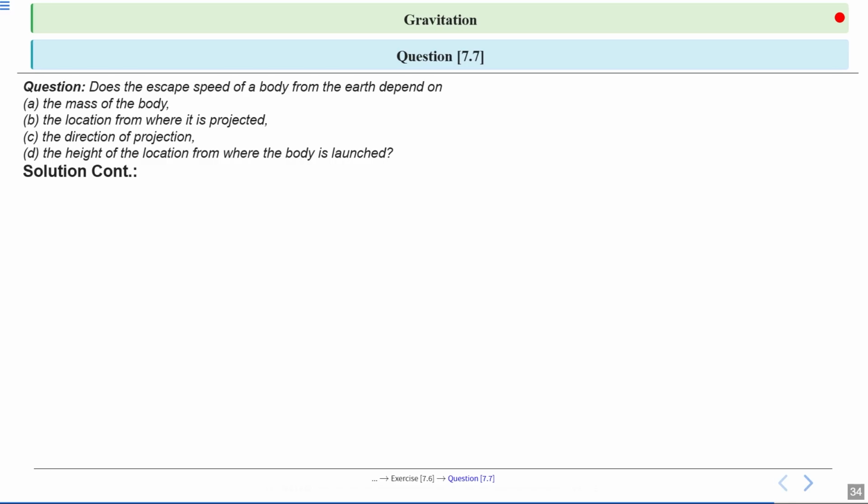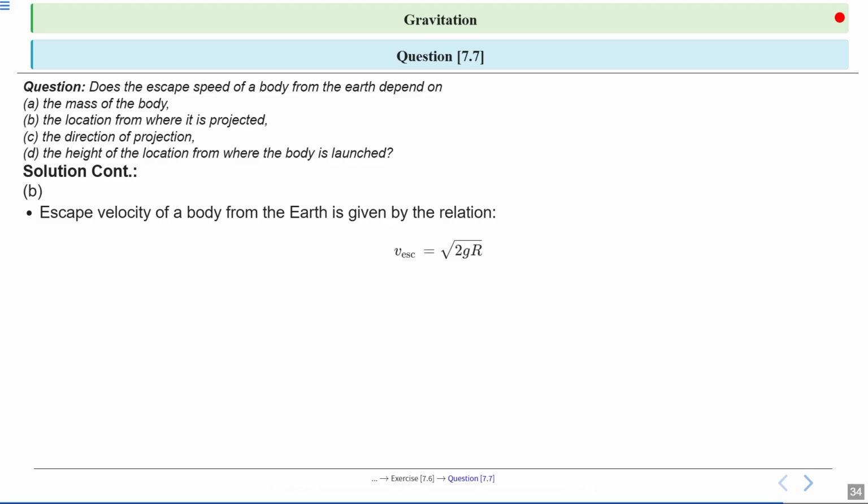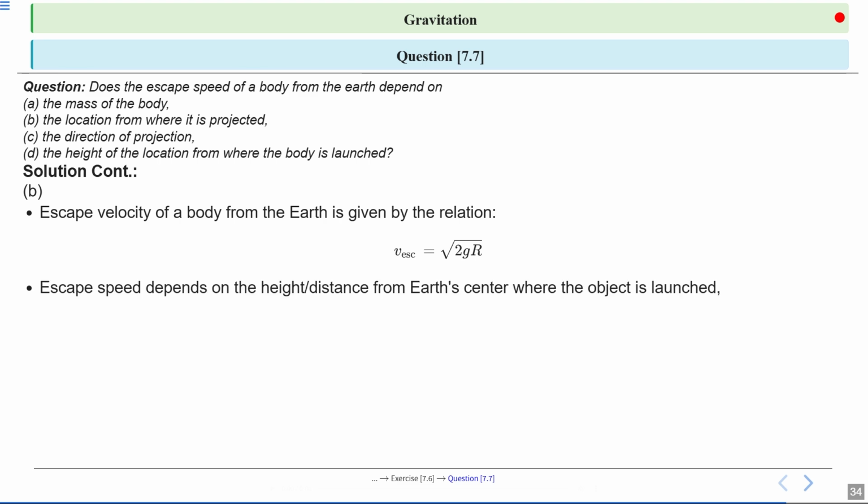Now B. The escape velocity of the body from the Earth is given by the relation V escape is equal to √(2gR). So escape speed depends on the height from the Earth's center where the object is launched, but not on the geographical coordinates of the launch site.